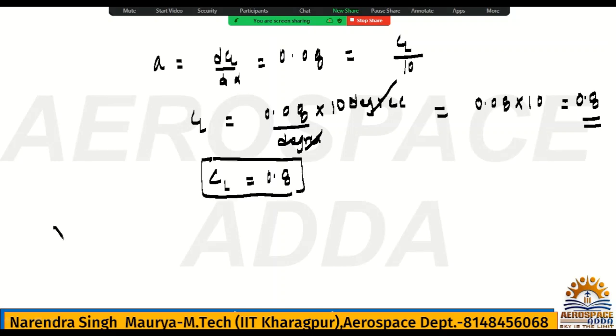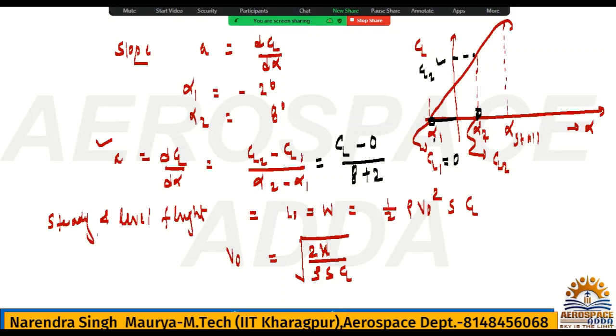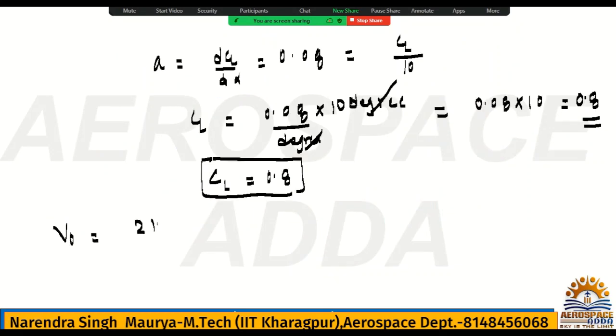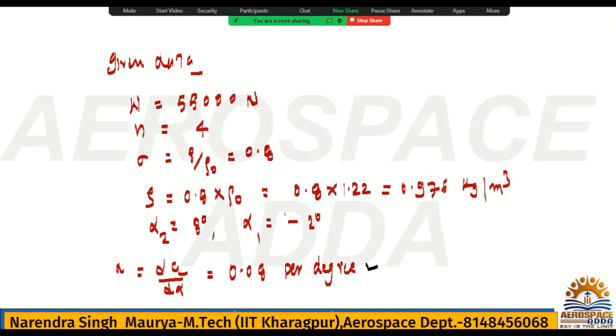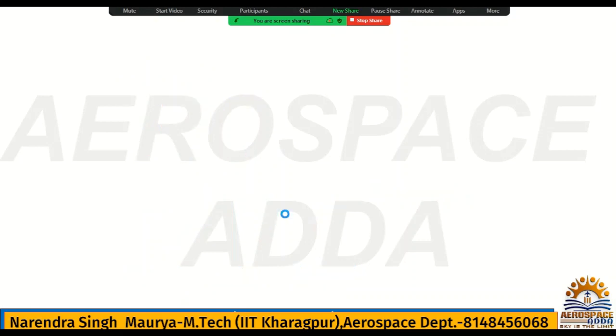What is the velocity? Check the steady level velocity. You have written the formula here: 2W divided by rho S into CL. Now you can write the values. What is the weight W? The weight they have given is 55,000 newtons. We can keep it here.